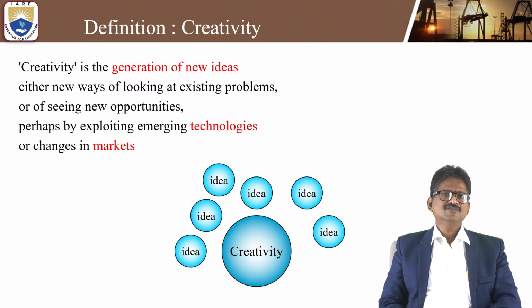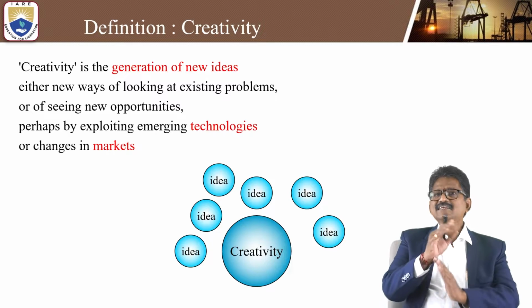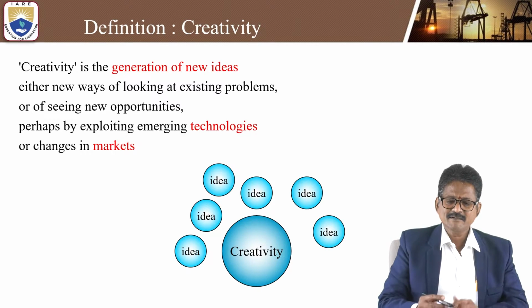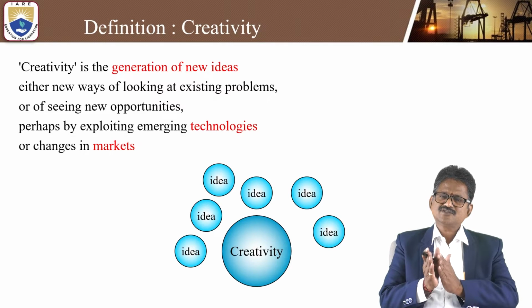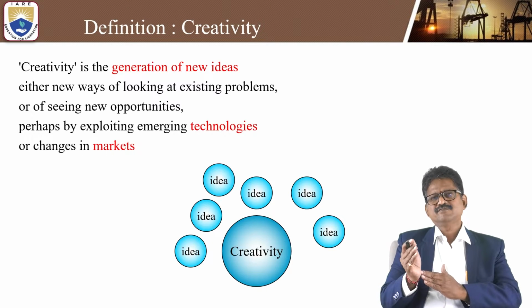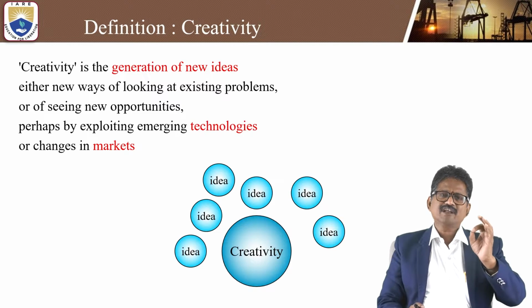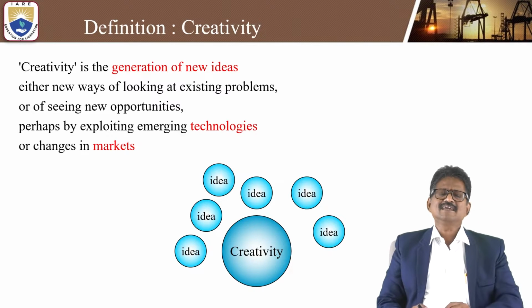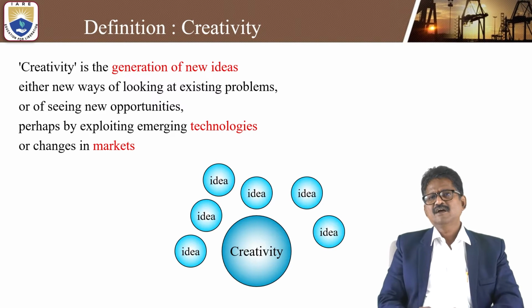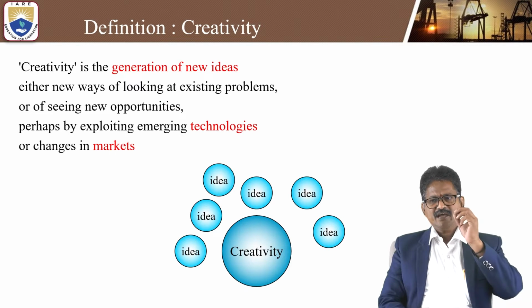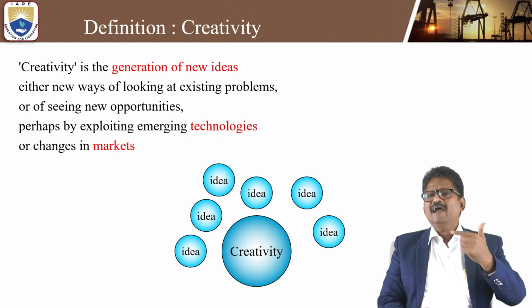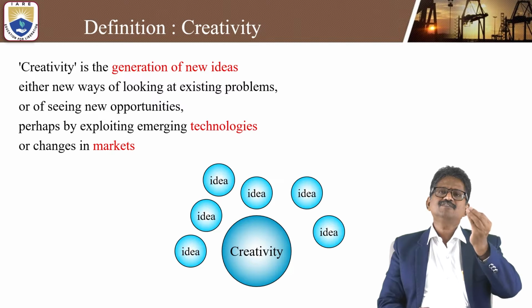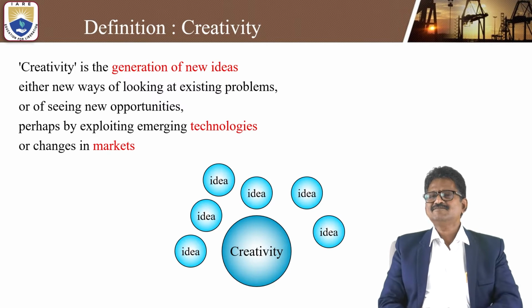Now let us see how creativity is defined. The term creativity is the generation of new ideas. Look at this diagram: idea, idea, idea, idea. What is an idea? If a student can think positively, when you close your eyes your mind is moving, and a variety of ideas will exist in your mind. For every human being, 50 to 60,000 ideas or thoughts come in; maybe 5 to 10 will be good, and the remaining will be negative things.